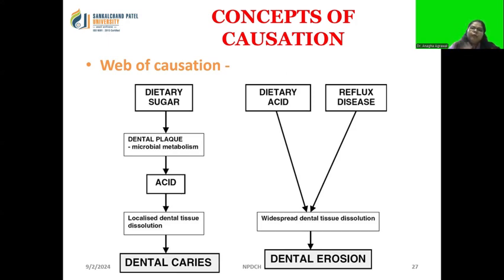So the web of causation says that there is not only one factor, but there are multiple factors working together to cause that particular disease. So if you can break off or stop any of the arms, there will be less amount of disease or there won't be any disease. So that's why you need to know how this web works.